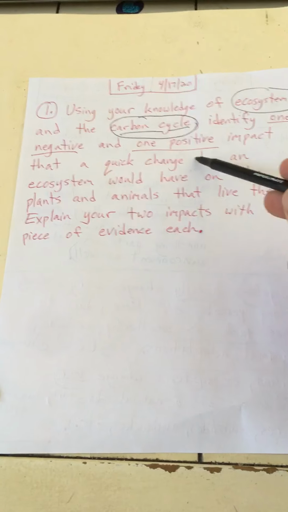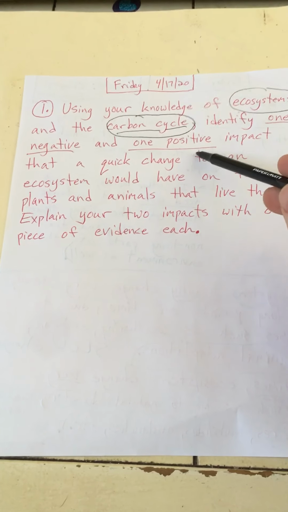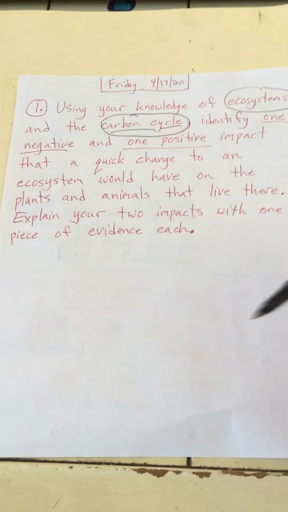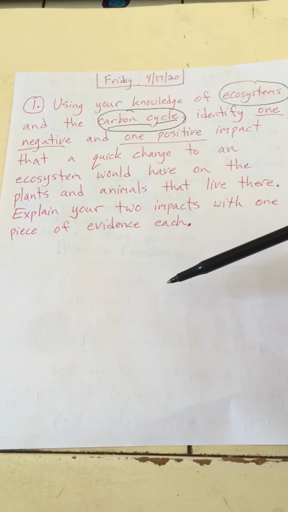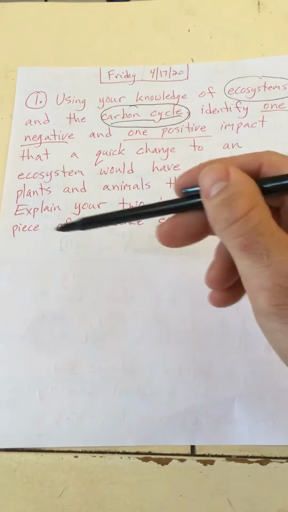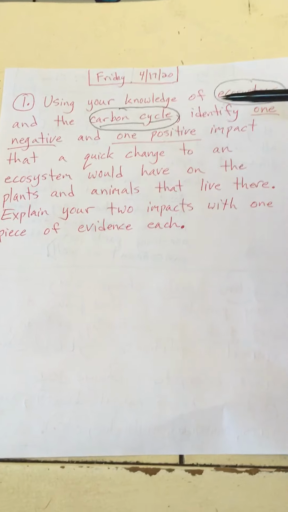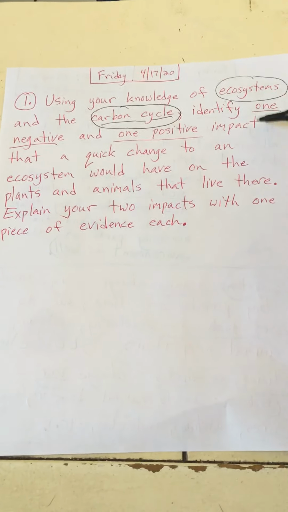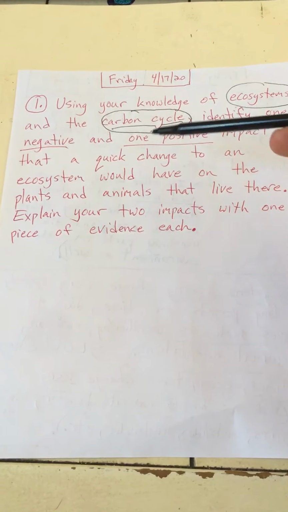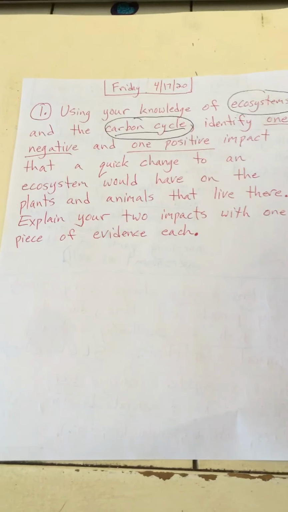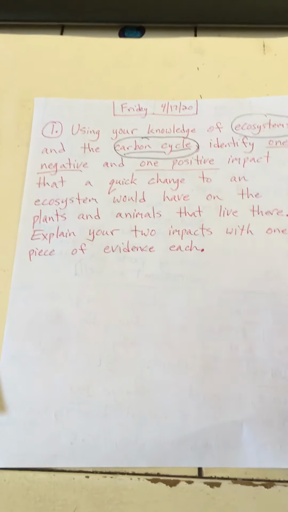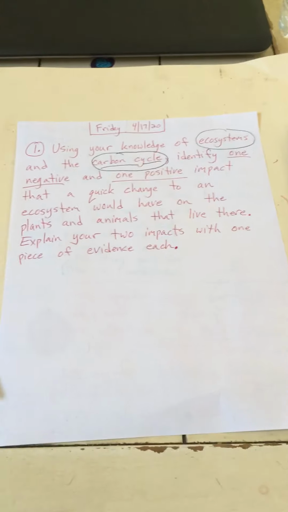Don't just give the first answer that comes to your head. I want you to really think about this carefully, and I'm excited to see what you guys come up with. All right? Make sure you explain those impacts. Give one piece of evidence for each. So make sure you give a good reason why that would be a negative impact, and give a good reason why that would be a positive impact that a quick change to an ecosystem would have on the plants and animals that live there. And that's it.